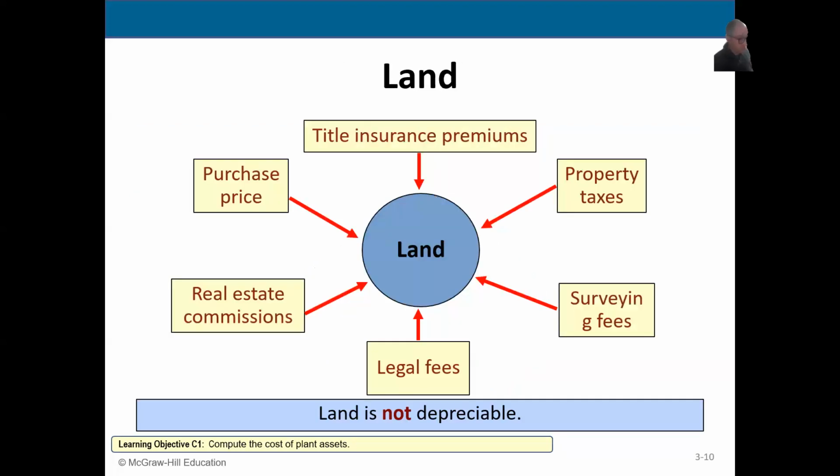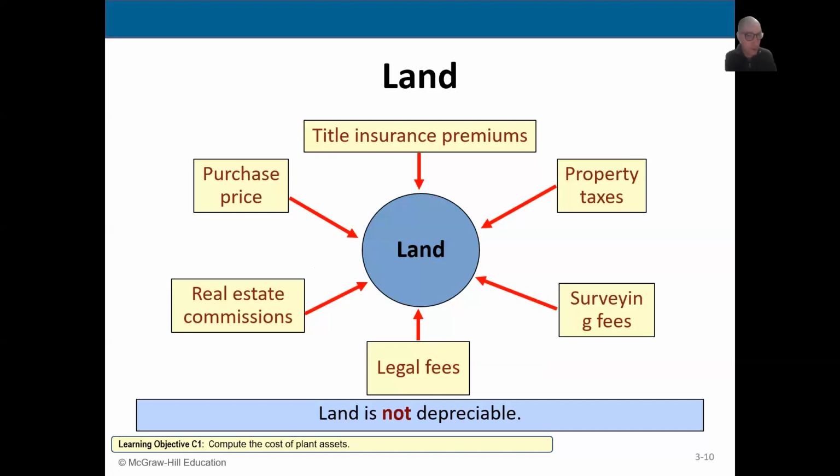For land, property, and equipment, this is the property part. For property, it's the purchase price of the physical land, any real estate commissions, legal fees, surveying fees, property taxes, insurance, etc. All those equal the total acquisition cost for land. It's important to know this very important difference.